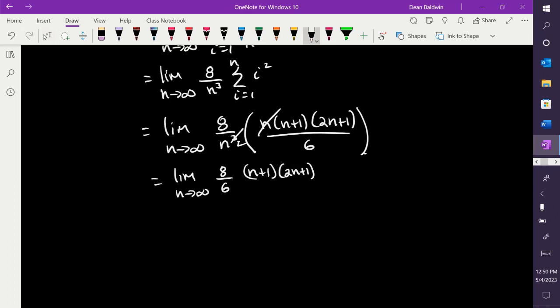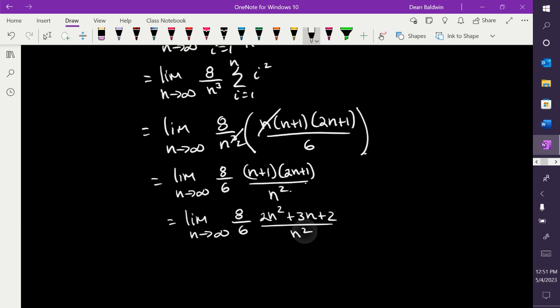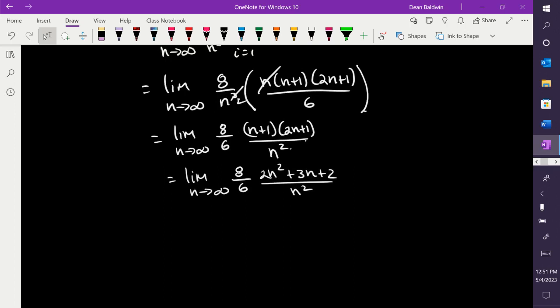And I'm showing a lot of steps. You don't have to show all these steps. Well, they're all being multiplied, right? So I canceled one of these, so it became n squared, and I just moved the 6 there and moved the n again. Now I'm going to FOIL the top. Leave the 8 over 6 out. That's me foiling the top.